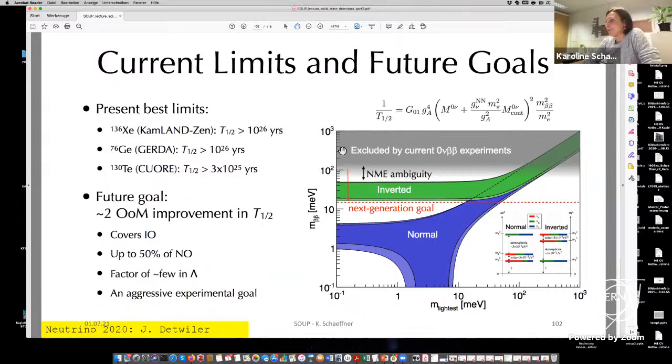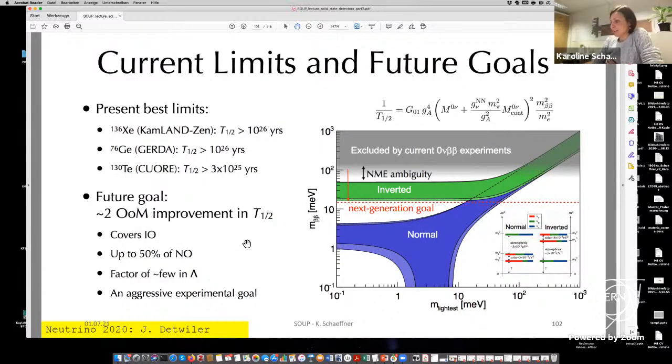And if you look at this plot here, where you have the effective Majorana mass plotted versus the lightest neutrino mass, you see that in this gray shaded region is where the experiments' sensitivities are now. And the goal is now to cover this inverted region and also go further. And to do that, you have to have more target mass, you have to have less background. And this is very challenging. I mean, these experiments are really very, very difficult.